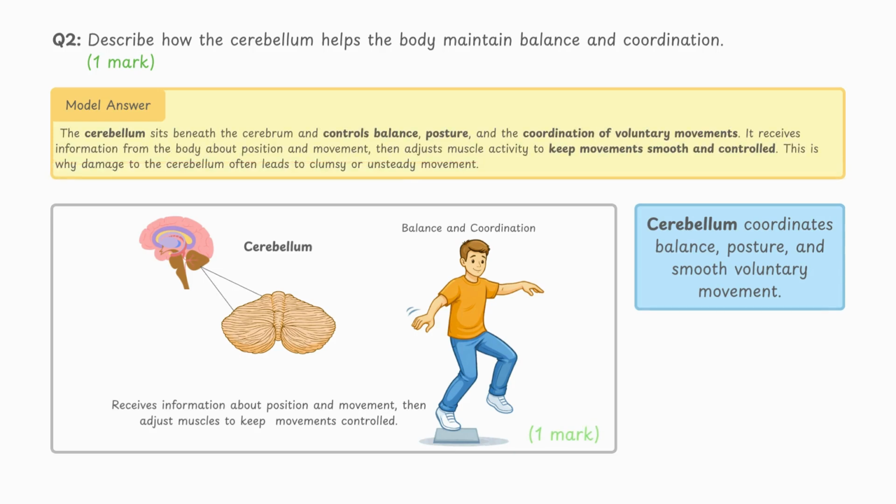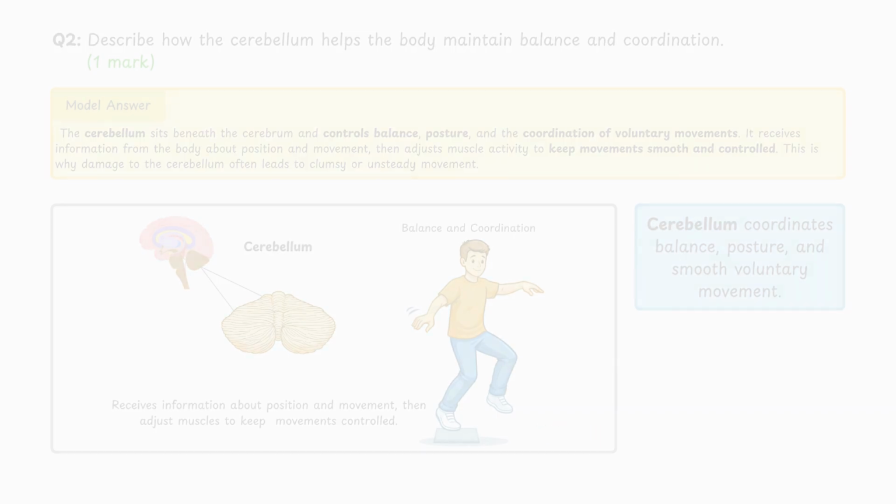The cerebellum sits beneath the cerebrum and controls balance, posture, and the coordination of voluntary movements by receiving information about body position and adjusting muscle activity to keep movements smooth and controlled.